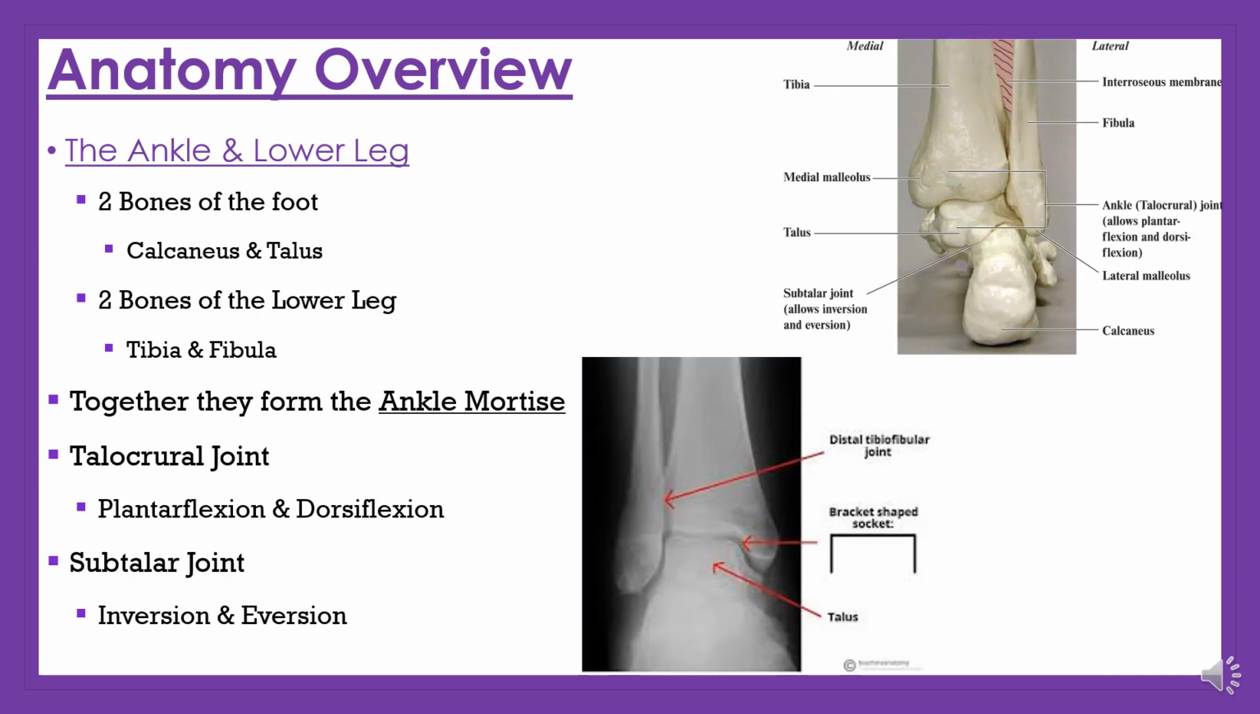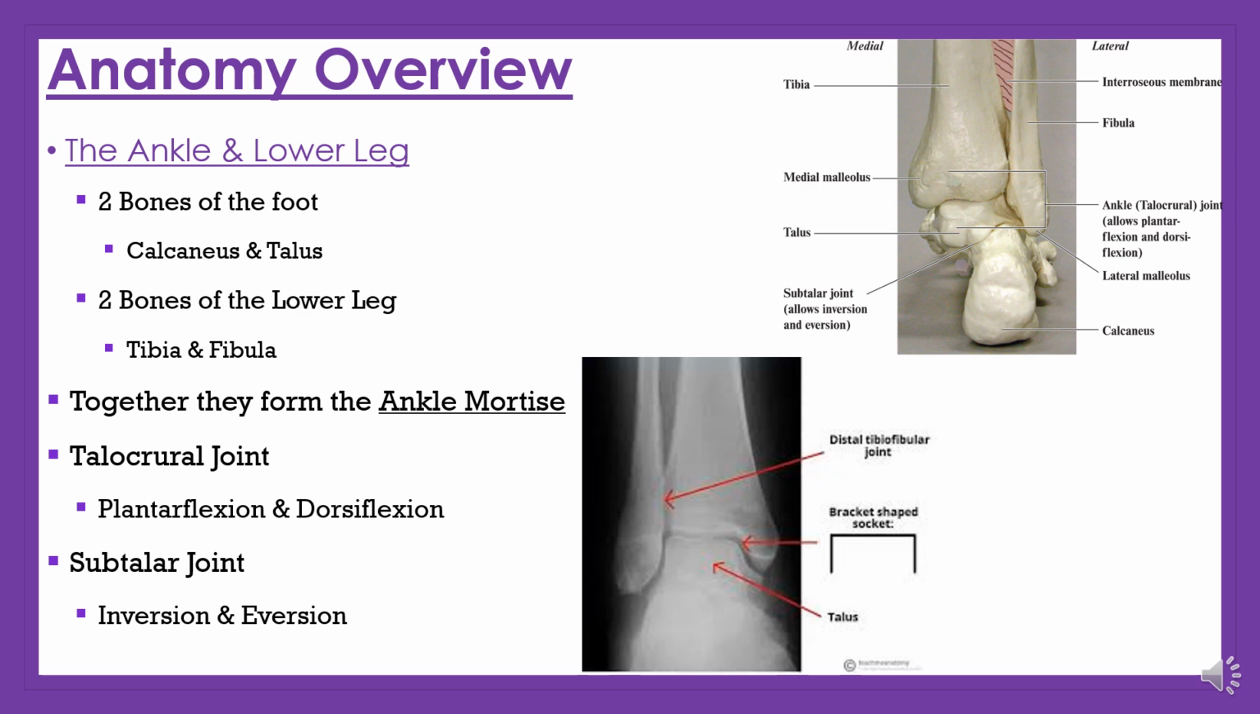The ankle joint is essentially formed by four bones that come together. There are the two bones of the foot in the talus and the calcaneus, and there are two bones of the lower leg in the tibia and the fibula. The tibia and fibula come down to meet the foot and form a bracket shape for the talus to fit nicely into. And that bracket is what creates the ankle joint itself, and it's known as the ankle mortise.